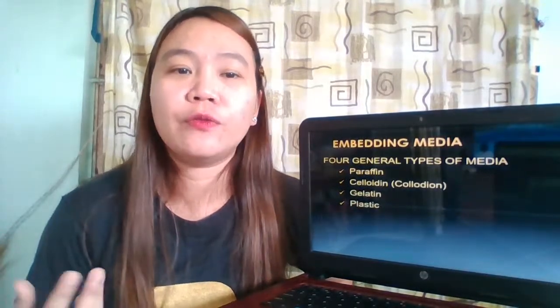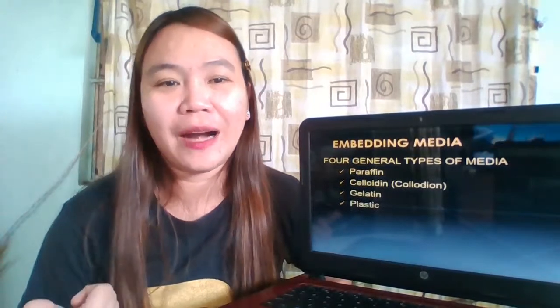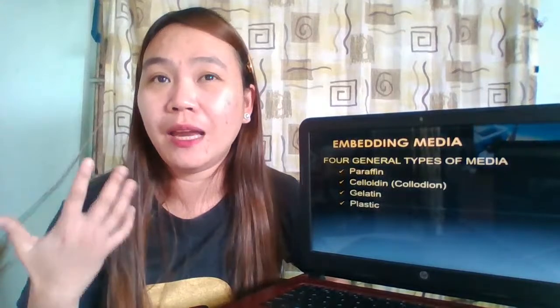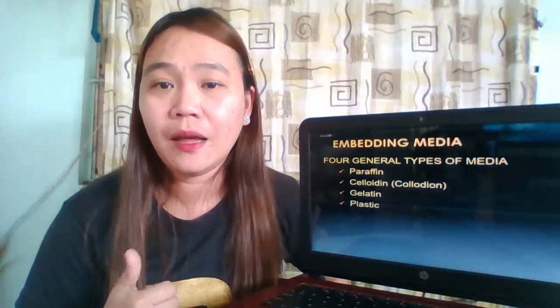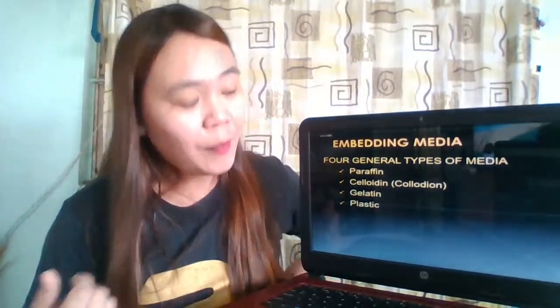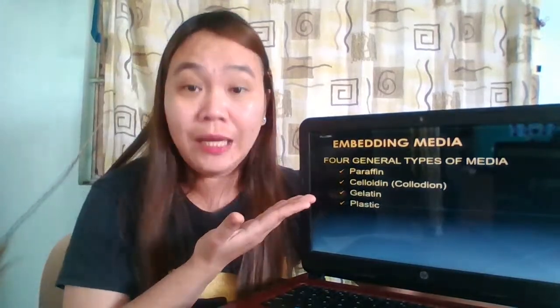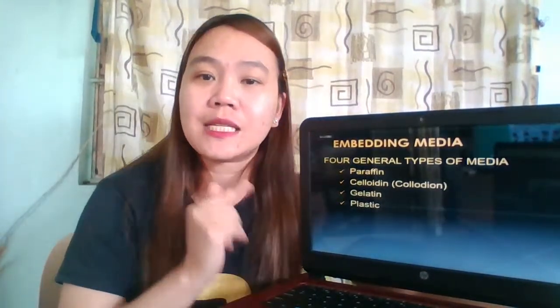All right, so let's continue. What are the four general types of media that we can use in histopath? So first, of course, we have paraffin, which is the most commonly used infiltration and embedding medium in the laboratory. In addition to paraffin, we also have celloidine, otherwise referred to as collodion.